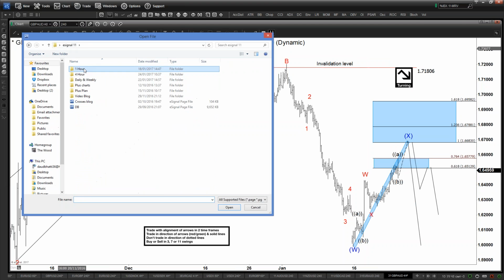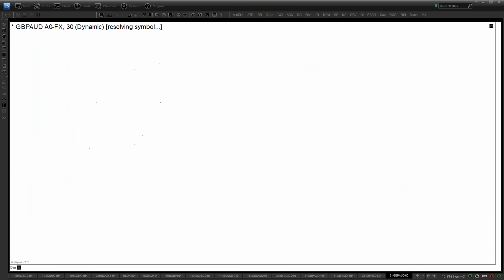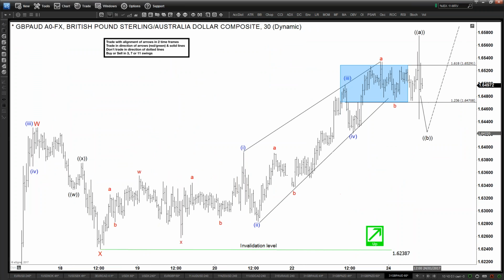So if we take a look at the 1-hour chart, this is what it looks like in the pound Aussie. Okay, so you can see that clearly this cycle ended. This pullback is the biggest one that you've seen since the move started from this low of 118. So certainly that cycle ended.